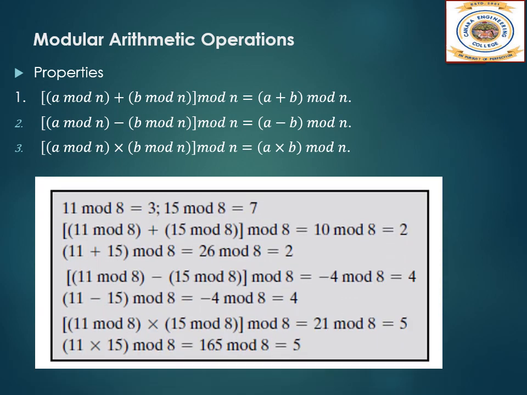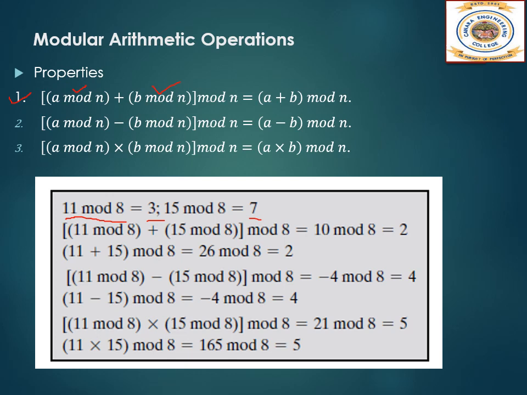So to prove this first property, we'll check this example. So according to this, 11 mod 8, right? What is 11 mod 8? When we divide 11 by 8, quotient is 1 and the remainder is 3. So this gives me 3. Next 15 mod 8, that is B is 15. 15 mod 8 gives the answer 7. So this gives me 7.